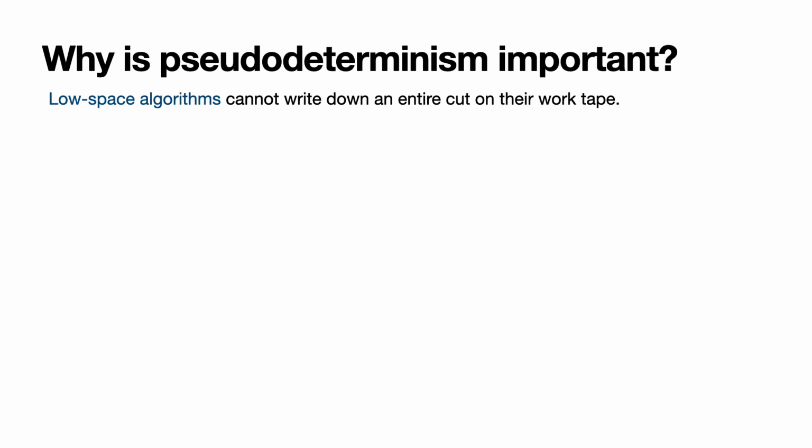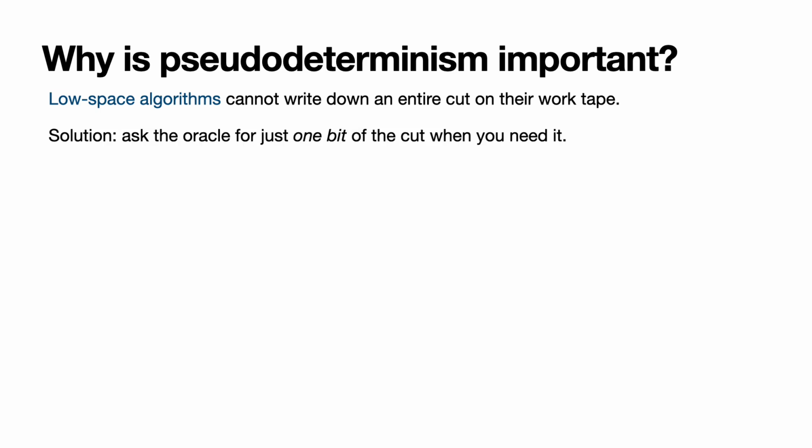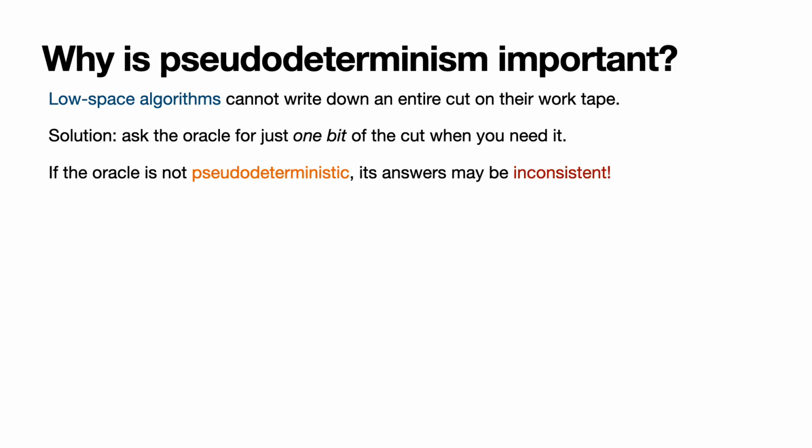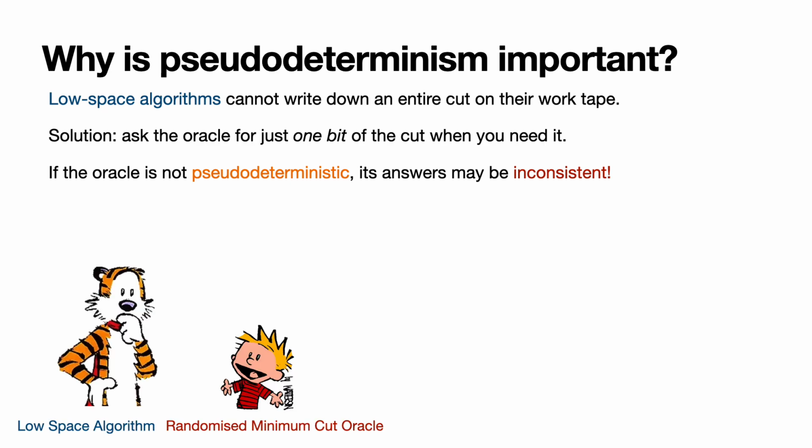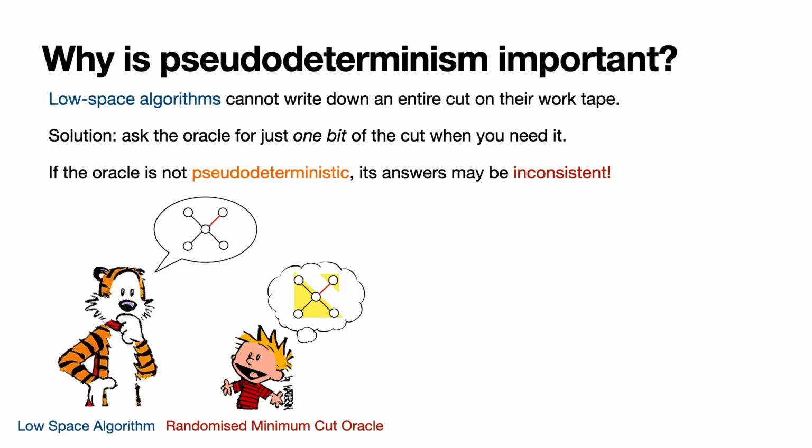So there's a standard solution for low space algorithms, which is that you just ask the oracle or the subroutine for one bit of the cut when you need it. For example, for each edge, you ask the oracle, is this edge part of the minimum cut? Now, if the oracle or subroutine is not pseudo-deterministic, then its answers may be inconsistent. So imagine here that Hobbes is a low space algorithm and Calvin is a randomized minimum cut oracle. Now Hobbes may ask Calvin, is this red edge part of the minimum cut? And Calvin thinks of this particular minimum cut and says yes.